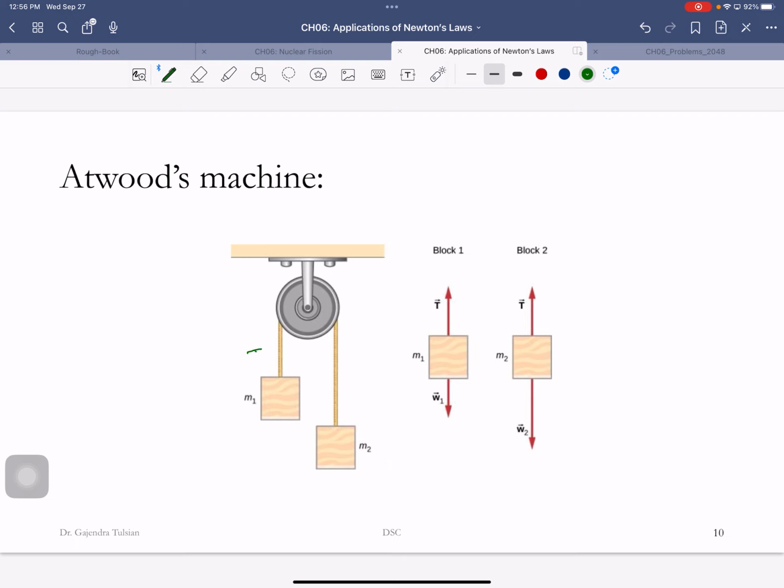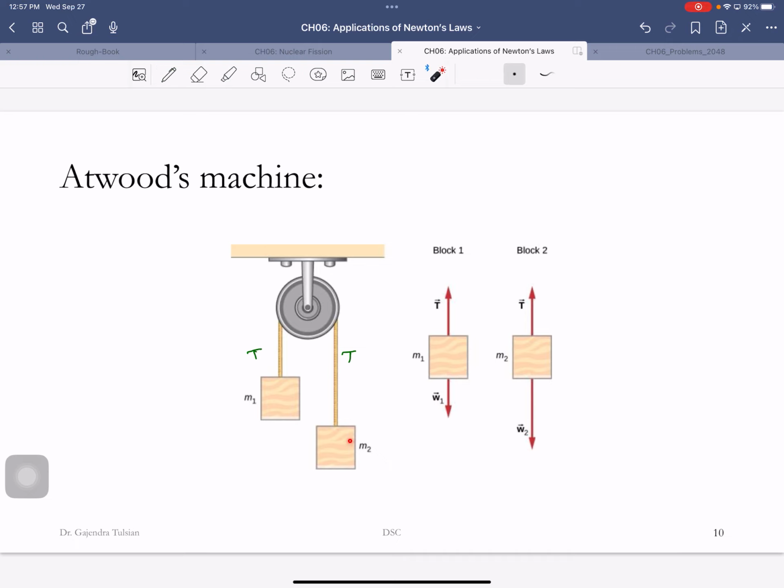That's right. So the tension in the string is going to be the same. If the mass is not negligible, then the tensions would be different. Okay? And you will see that in your junior level statics course. But right now, we will keep things simple. Okay, so the tension is the same.